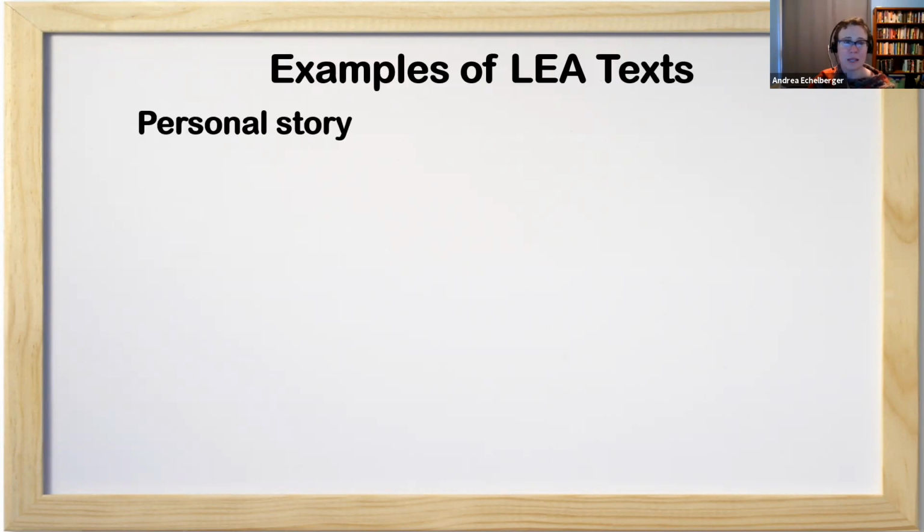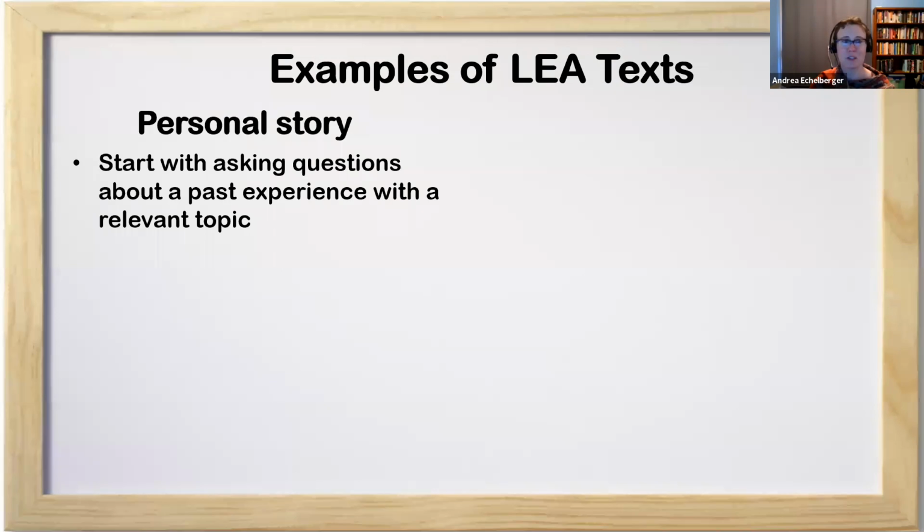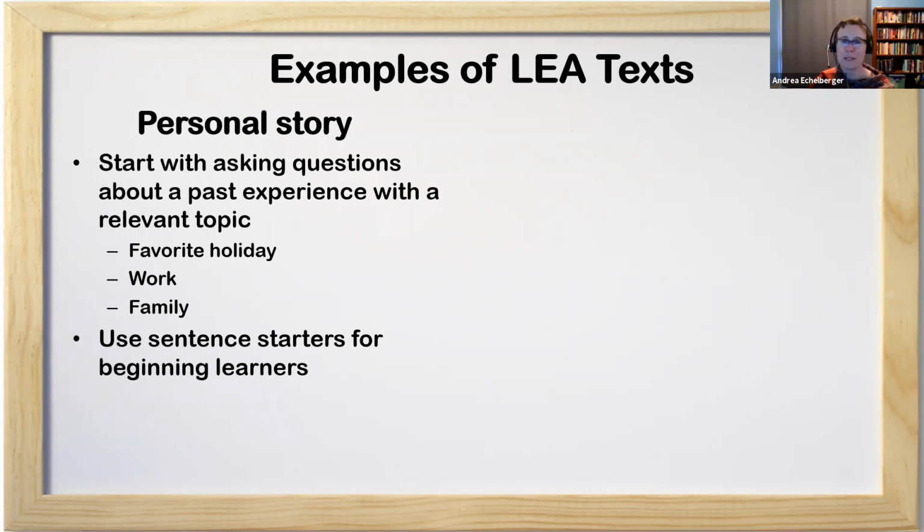So if we want to use LEA text with a personal story, for example, we can start with asking questions about a past experience with a relevant topic, like your favorite holiday or work or family. We can use really simple sentence starters for beginning level learners, things like I like or I have.